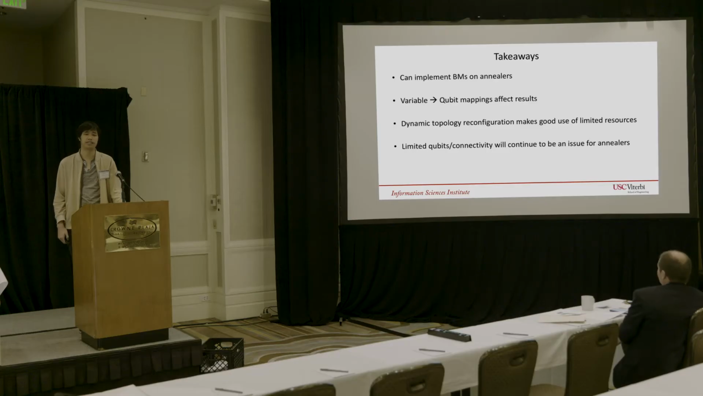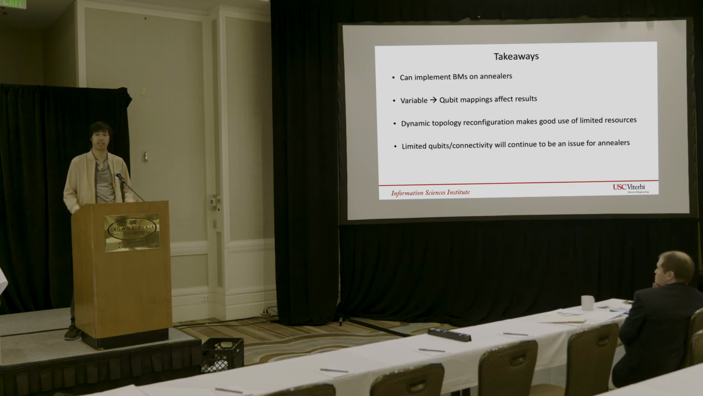So the main takeaways from this are that we can implement Boltzmann machines, richer Boltzmann machines, on annealers, and potentially give better results, and that the choice of how we map our Boltzmann machine variables to our annealer qubits affects our results. So if we want to make good use of our limited resources, we can use this dynamic topology reconfiguration. And this is something we should keep in mind because limited qubits and limited connectivity is always going to be an issue for annealers going forward.